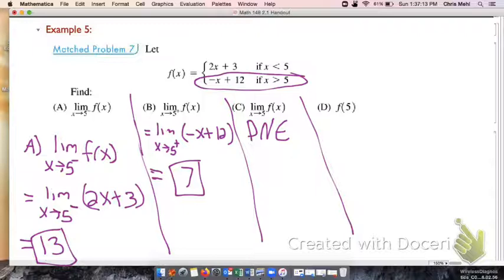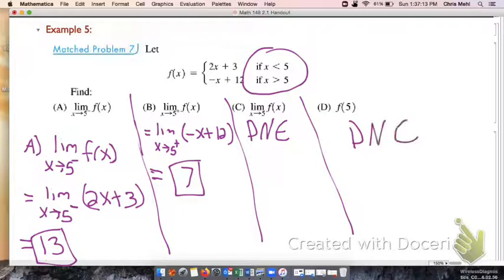Okay, and finally, if I want to compute f of 5, if you look at both pieces of the domain for this piecewise function, neither of those pieces includes the number 5, right? That function's graph is 2x plus 3 strictly to the left of 5. It's minus x plus 12 strictly to the right of 5. So f of 5 also does not exist.